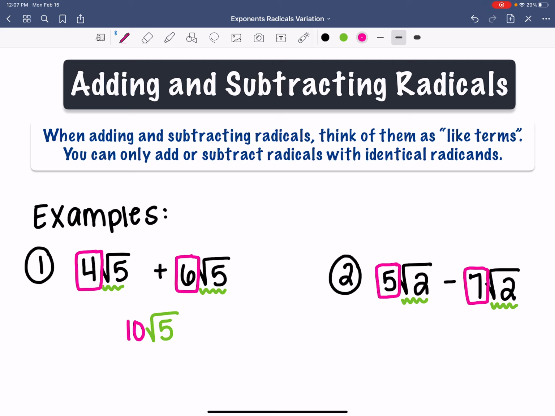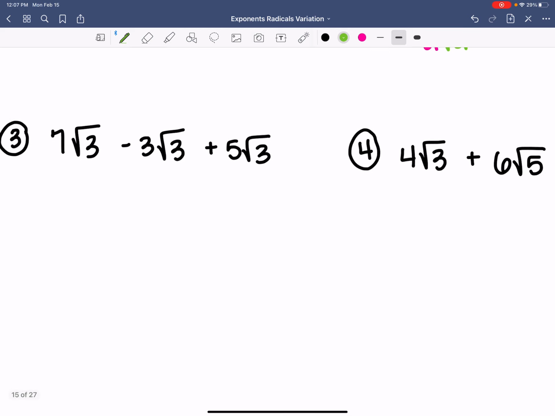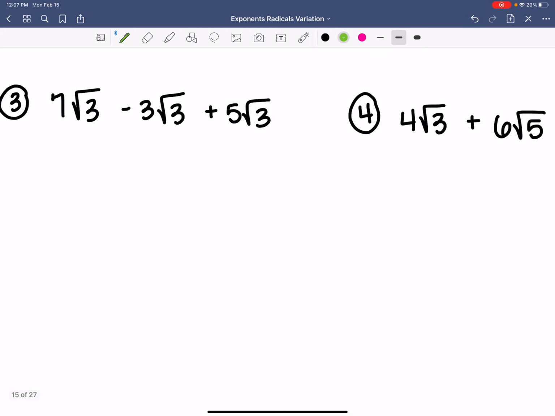So this time we have 5 minus 7, which is negative 2, and the radical is the square root of 2. So that's pretty simple. As long as your radicals match, you can add or subtract the coefficients. You can also do that when you have multiple radicals. It doesn't have to be just 2.